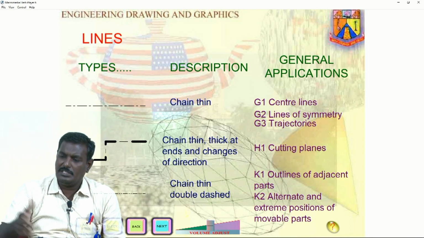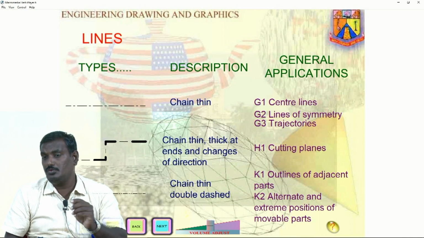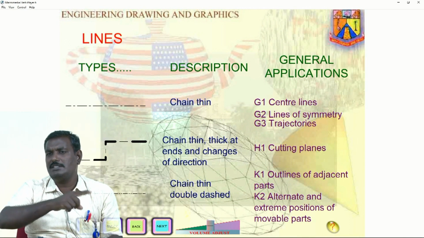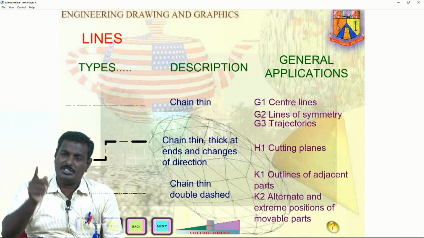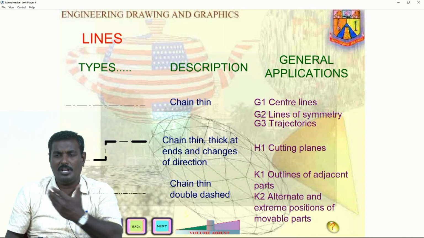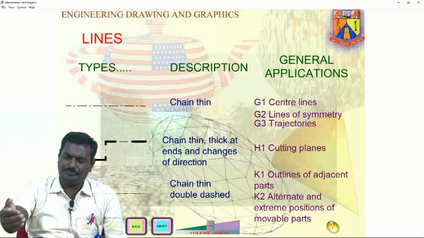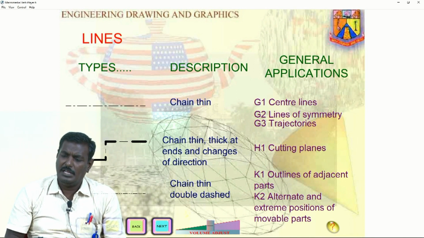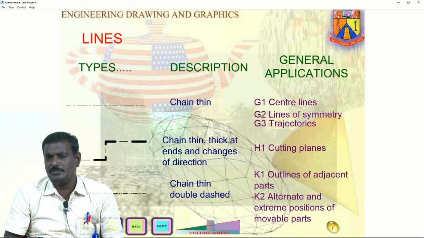It is used for center lines, lines of symmetry, and trajectory. If you show any path, you cannot show it as a continuous thin line or a continuous dash, but there should be a big dash and a small dash. It looks different, which shows whether it is a trajectory, line of symmetry, or center line. Then chain thick at ends and changes of direction shows the cutting edges.